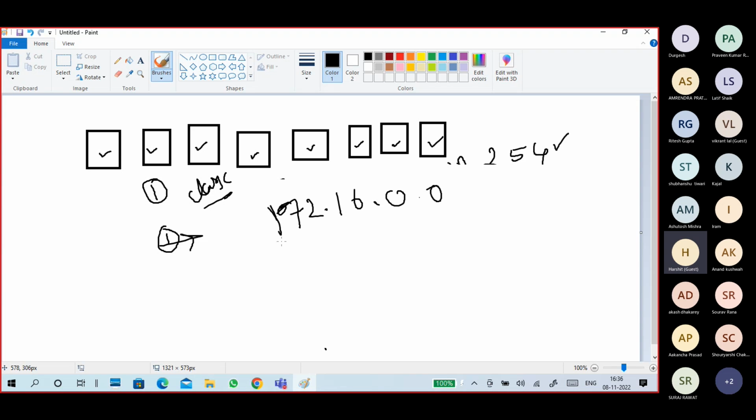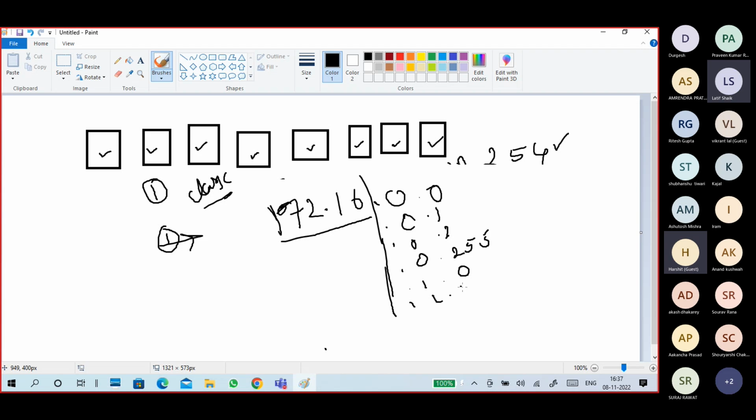0.0. So this is the network. This should not be changed. How does it happen? 0.1, 0.2, and so on. You have to count up to 0.255, and then 1.0, 1.1. Okay, it continues. Finally, you reach 255.254 and 255.255.